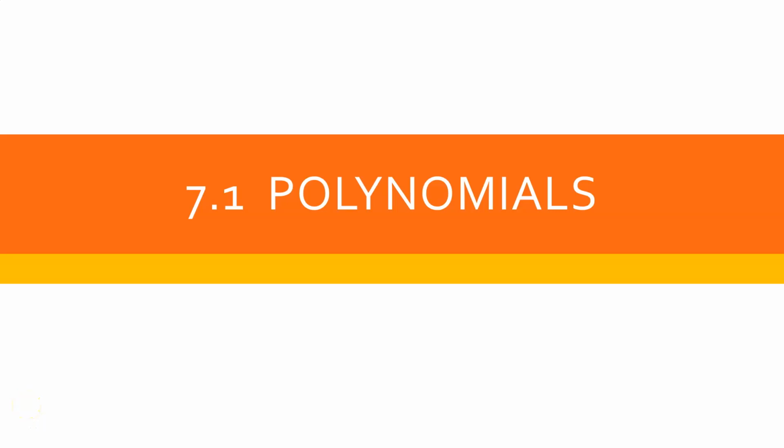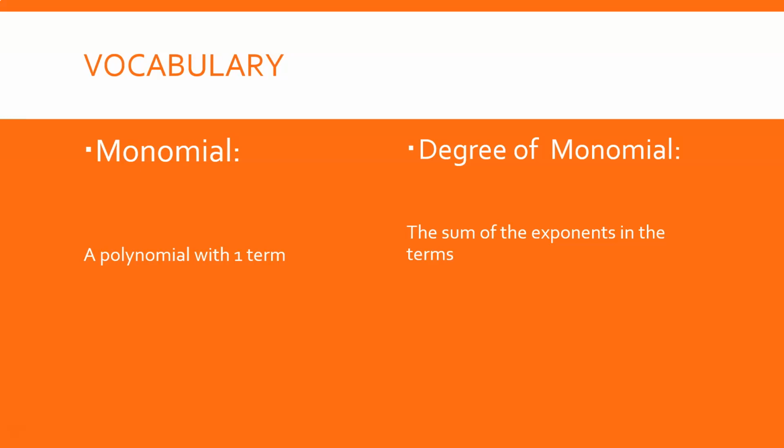Okay, today we're going to do lesson 7.1, and that's Introduction to Polynomials. To start this off, we're going to review some vocabulary. The first thing you need to know is that a monomial is a polynomial with one term. You can figure out the degree of a monomial by taking the sum of the exponents of the terms.